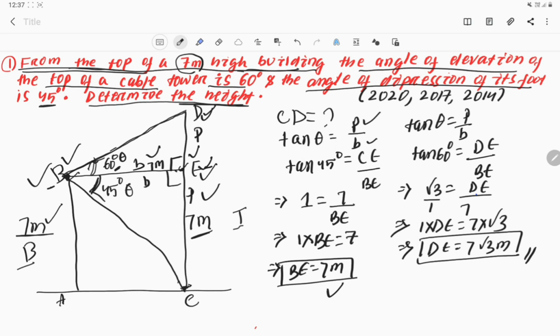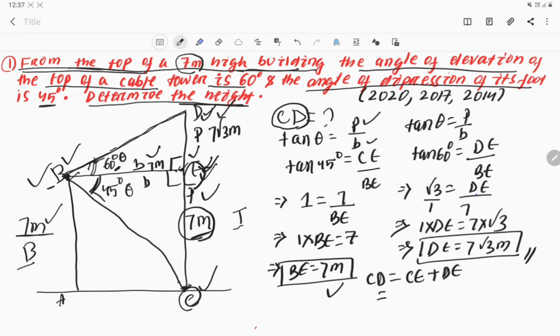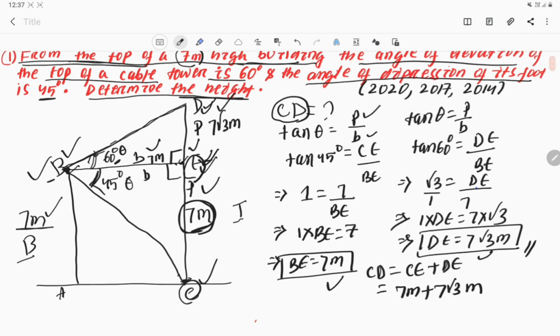CE we got 7 meter, and DE we got 7 root 3 meter, but we have to find the value of CD. Here CD is CE plus ED. We got CE is 7 meter plus DE, just now we found 7 root 3 meter.